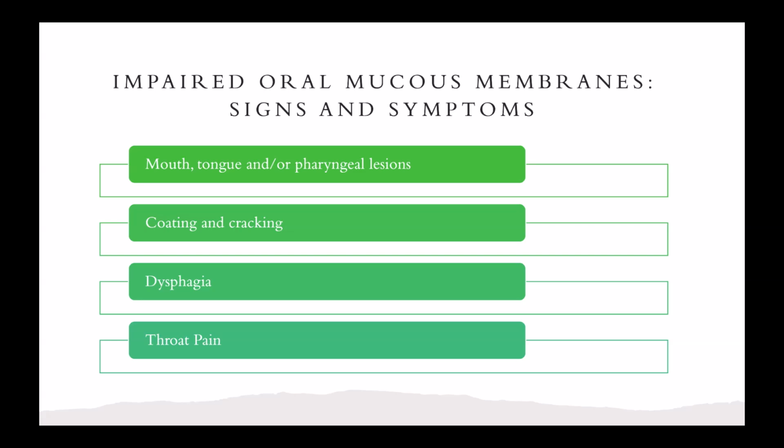So some common signs and symptoms to be looking for if you're assessing the inside of someone's mouth who might have some of those risk factors that we talked about earlier for impaired oral mucous membranes. You would look around on the mouth, the tongue, or back in the pharynx for any lesions. Look for any kind of coating inside the mouth or cracking of those mucous membranes.